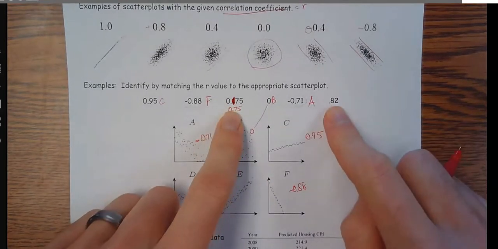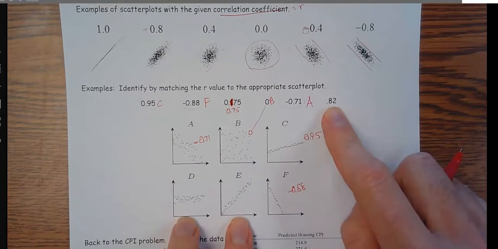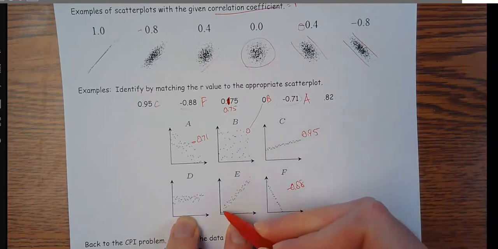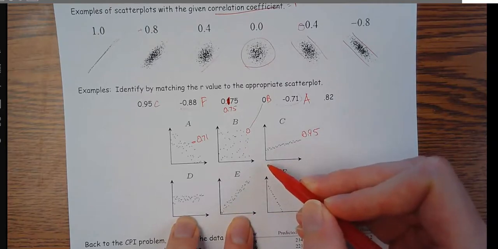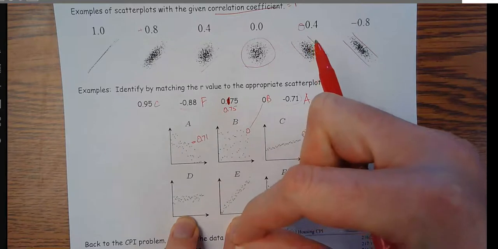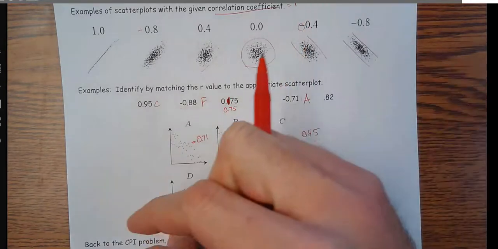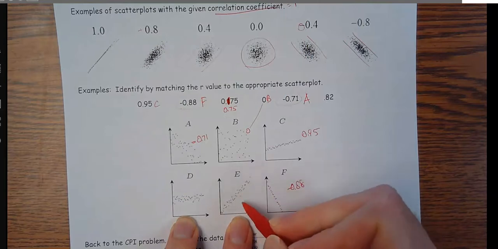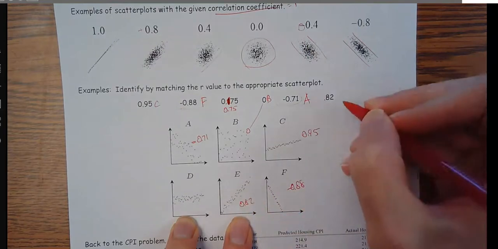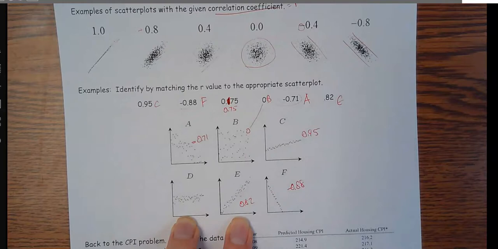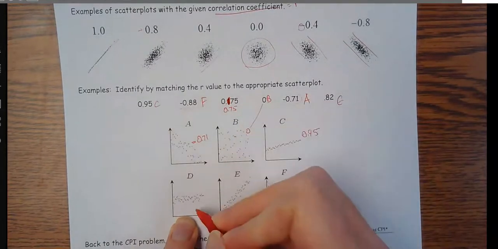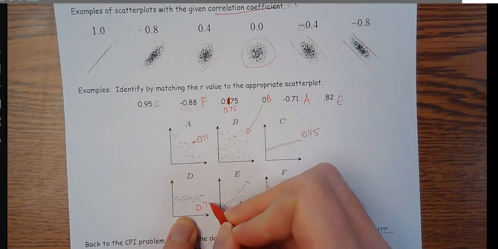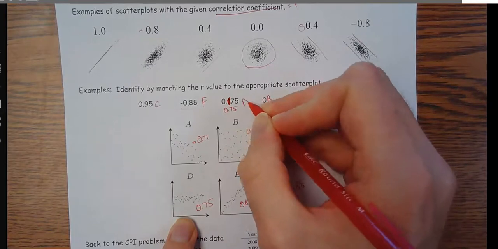And now 0.75 compared to 0.82, which one of these is stronger? You might be thinking, well, this is a steeper one. That's a higher value. That's not necessarily true. It's how tightly packed it is. This is tightly packed. This is a little bit more spread out as it's going through. So this is going to have a stronger 0.82, and then this would be the 0.75. So that's your D.